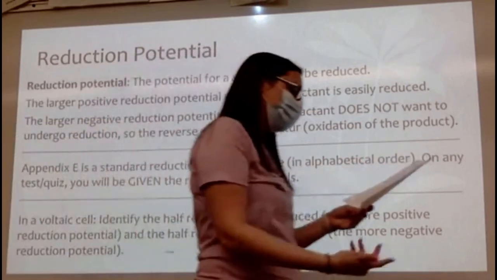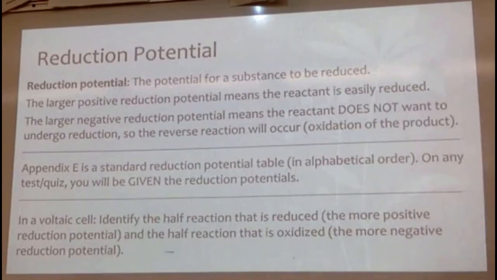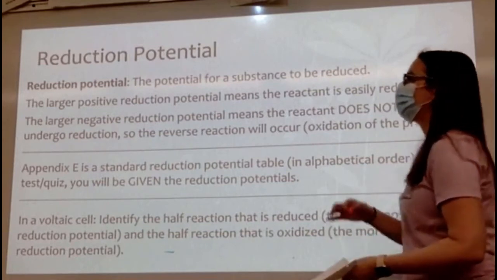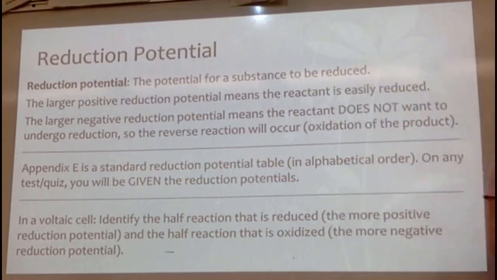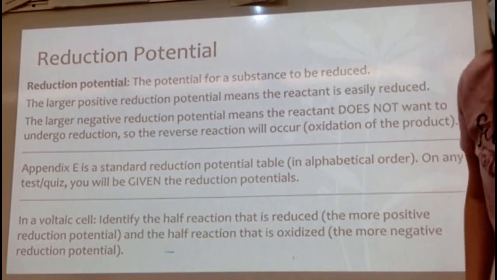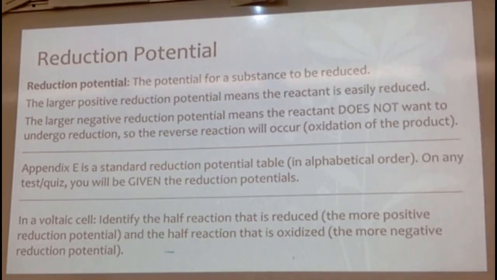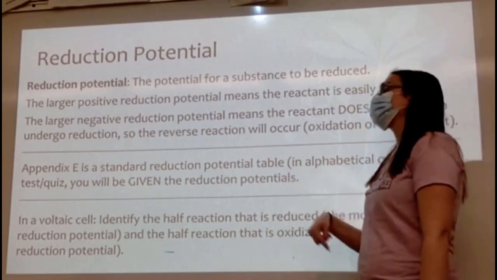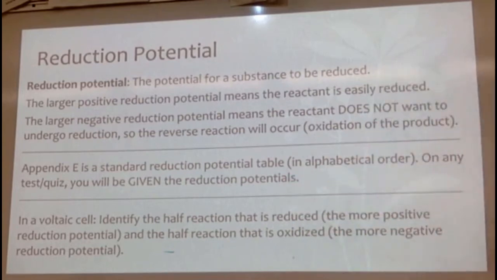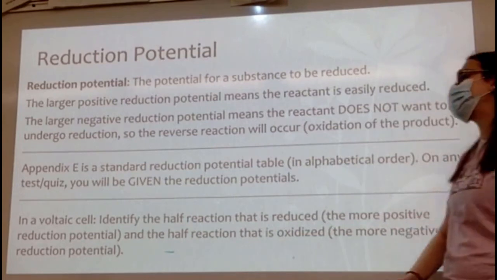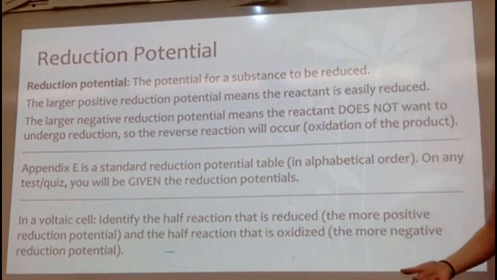But if you look at Li plus, for example, Li plus plus 1 electron yields Li solid, which has a reduction potential of negative 3.05 volts. If it's a very negative reduction potential, it doesn't want to be reduced. So instead, we would expect the reverse reaction to occur. So oxidation would occur. That means that Li is more likely to become Li plus.